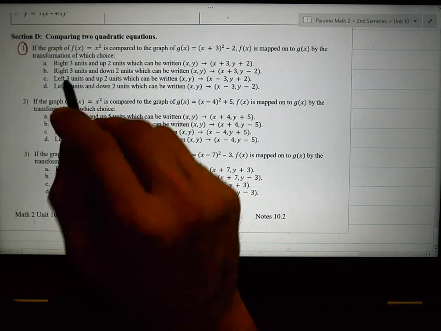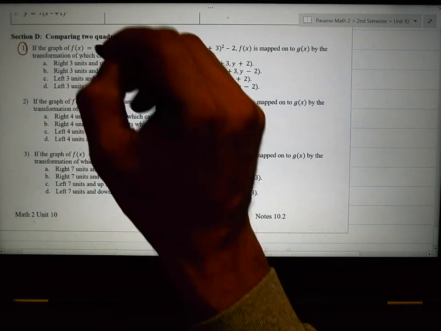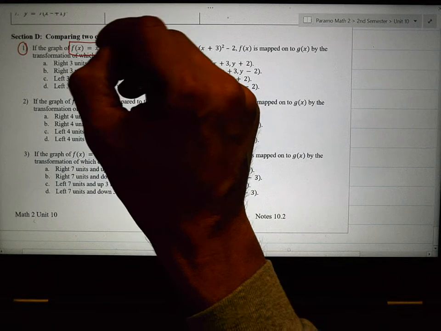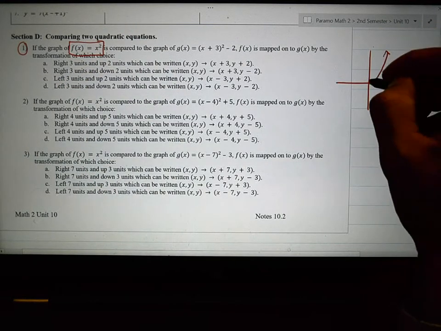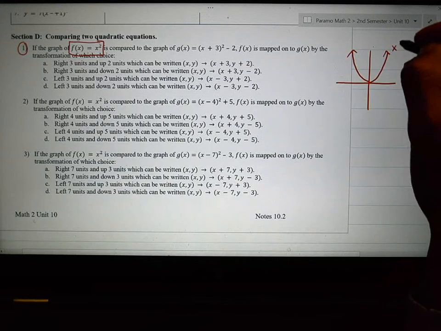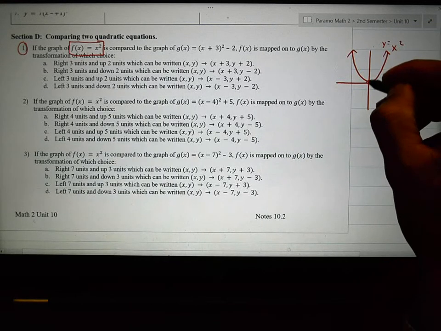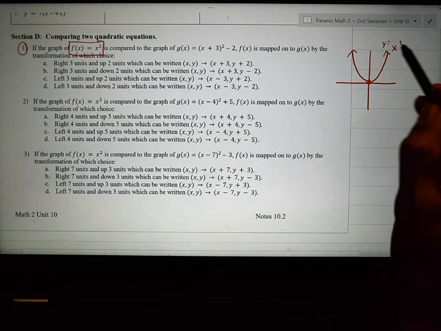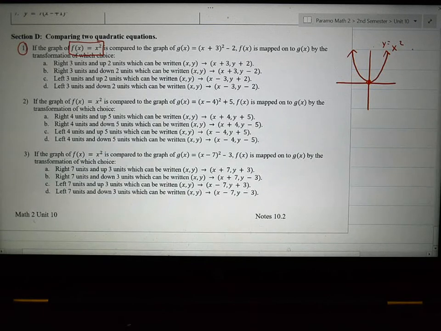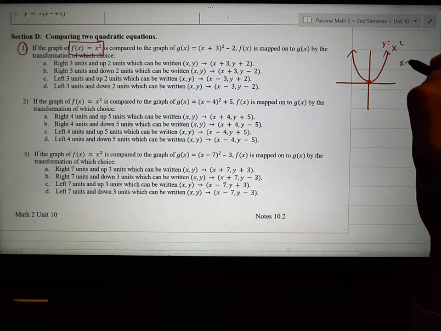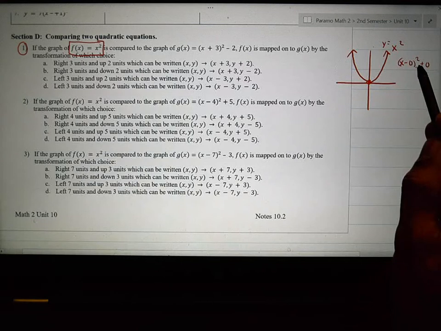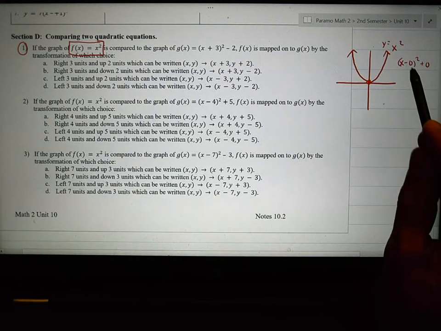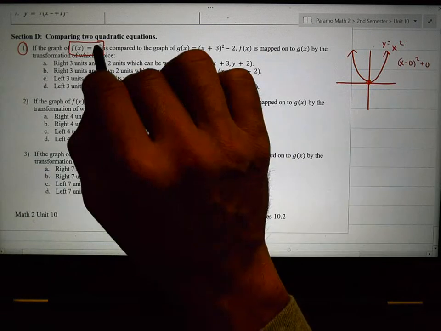It says, if the graph of f of x is equal to x squared, I'm just going to put this in red and I'm going to draw a little mini graph over here and graph x squared. Here's x squared. H is 0, k is 0. Think about it. X minus 0 squared plus 0. Like you're adding nothing outside the squared term. You're adding or subtracting nothing inside the squared term. It's the same thing as 0, 0. The vertex is 0, 0 in vertex form.